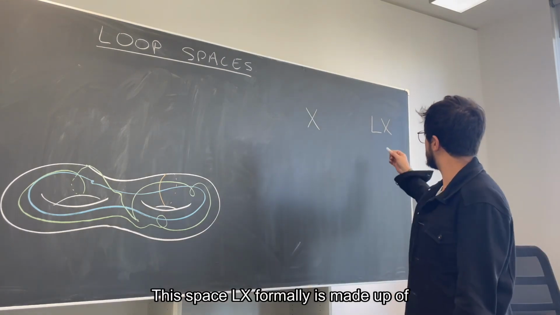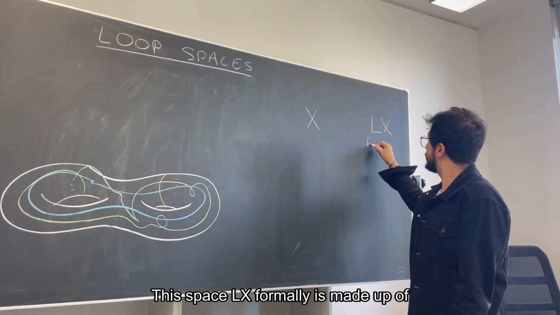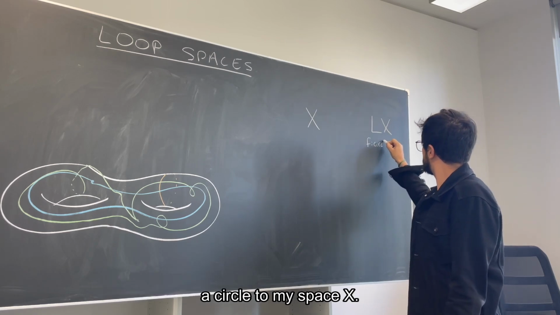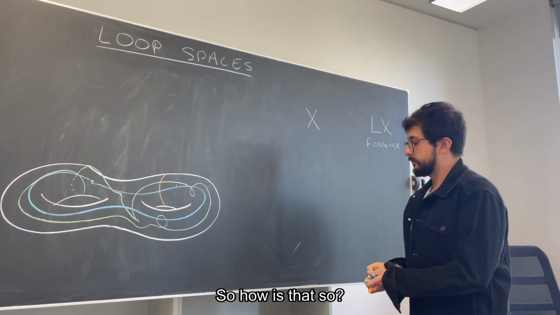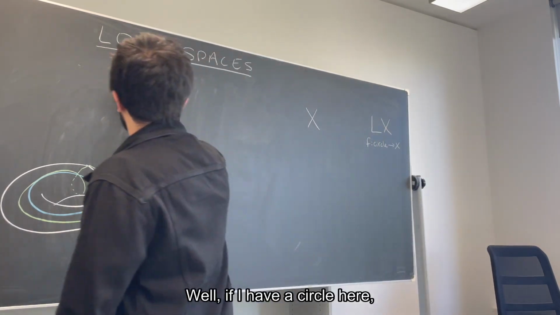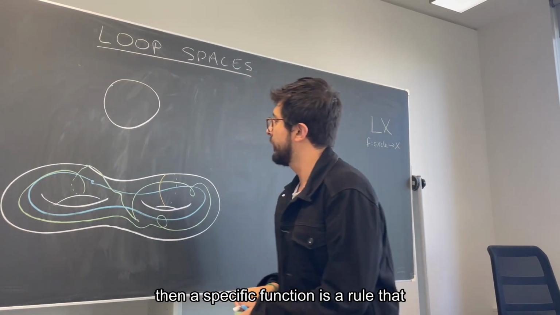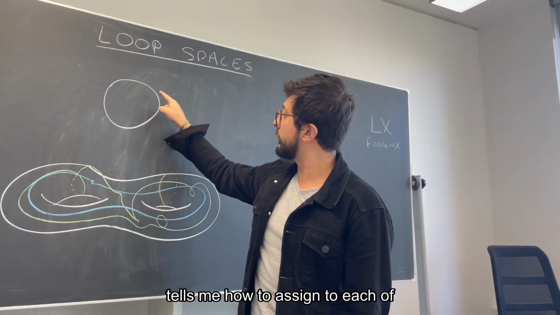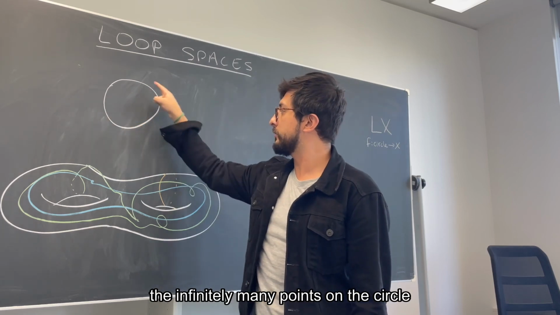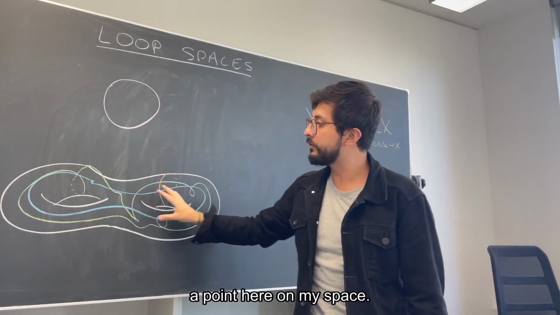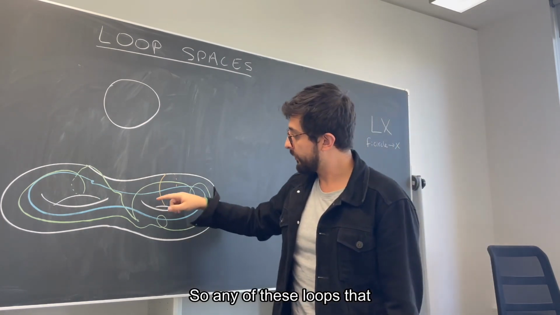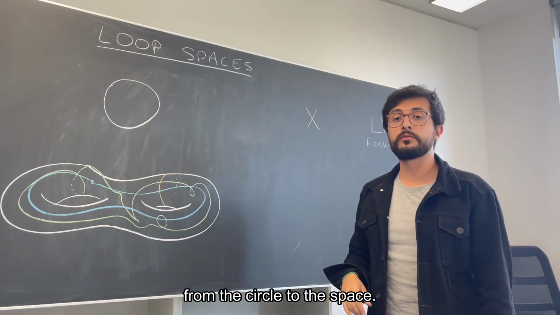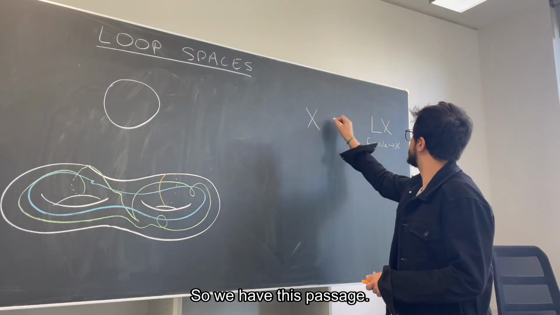This space LX formally is made up of all the possible continuous functions from a circle to my space X. So how is that so? Well, if I have a circle here, then a specific function is a rule that tells me how to assign to each of the infinitely many points on the circle a point here on my space. All right, so any of these loops that I draw are one example of a function from the circle to the space. So we have this message here.